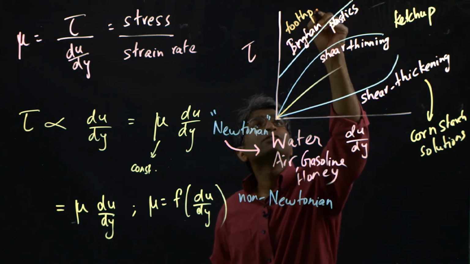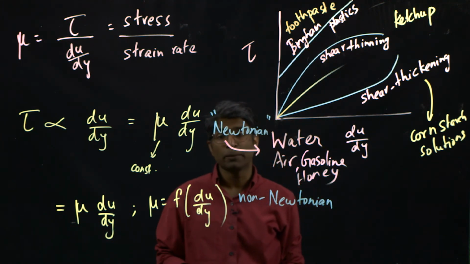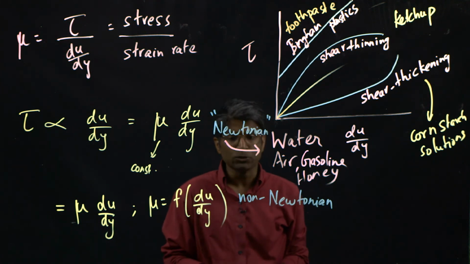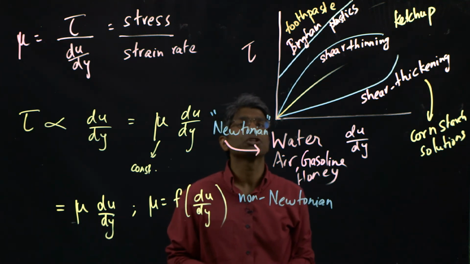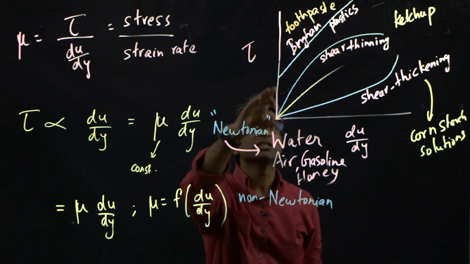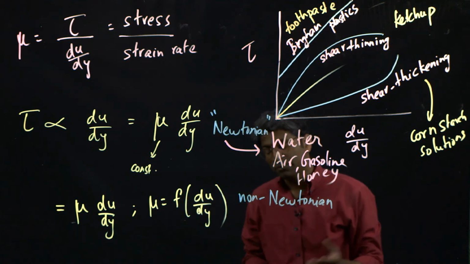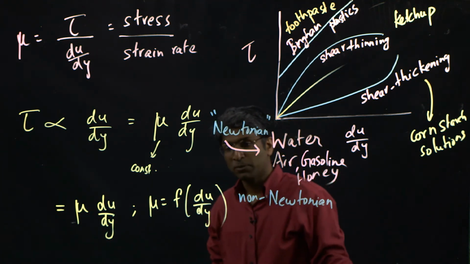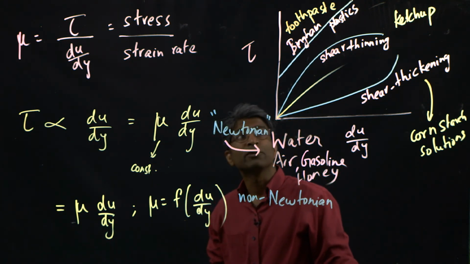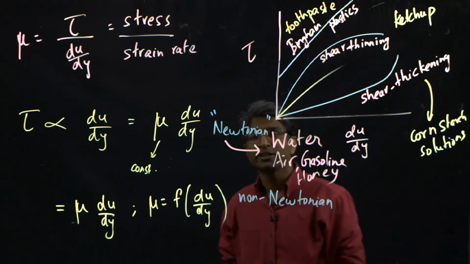If you look at toothpaste, toothpaste looks like a solid. It has its own shape. When you squeeze it out, it sits there in its own shape. But the moment you start spreading it, it does flow. And mayonnaise, for example, again is thick, but when you start spreading it, you find it's progressively easier to spread it. That would be an example of a shear thinning fluid.